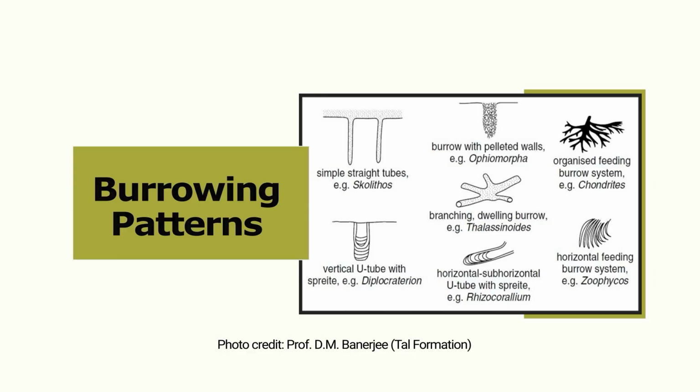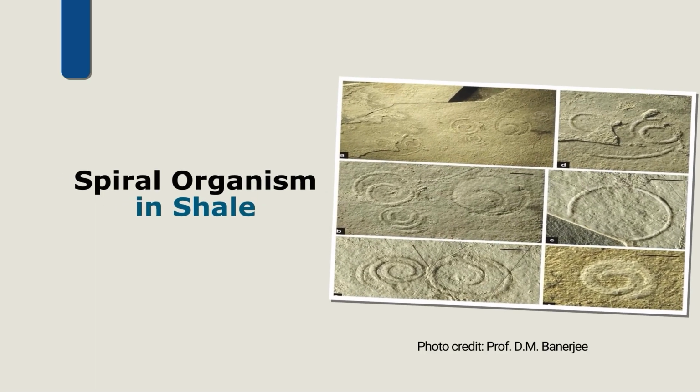Then finally, you have burrow patterns. The burrowing organisms I just showed you. There are different types of organisms which burrow. So they are simple straight tubes, burrows with pelleted walls, organized feeding burrows. Then you have branching burrows, vertical burrows, horizontal burrows. These burrows also get filled up by secondary material, and they get preserved as sedimentary structures.